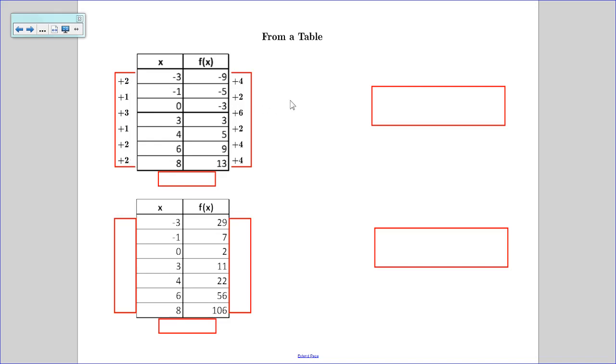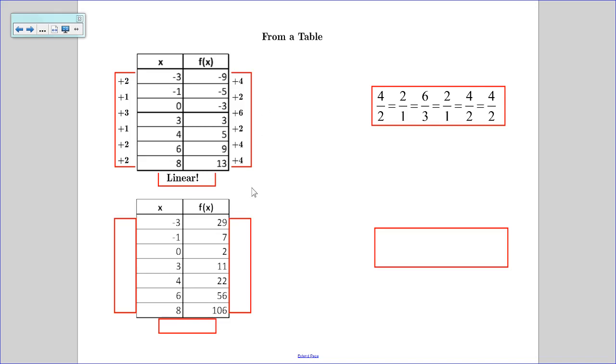We're going to do that for both sides of the table. And then we're going to look at the ratios. What I mean by that is 4 over 2, 2 over 1, 6 over 3, 2 over 1, 4 over 2, and 4 over 2. If every single one of those is the same, then you have what's called a linear table. If you're wondering why you do 4 over 2 instead of 2 over 4, remember that we compute slope using y2 minus y1 over x2 minus x1, or change in y over change in x, or rise over run.